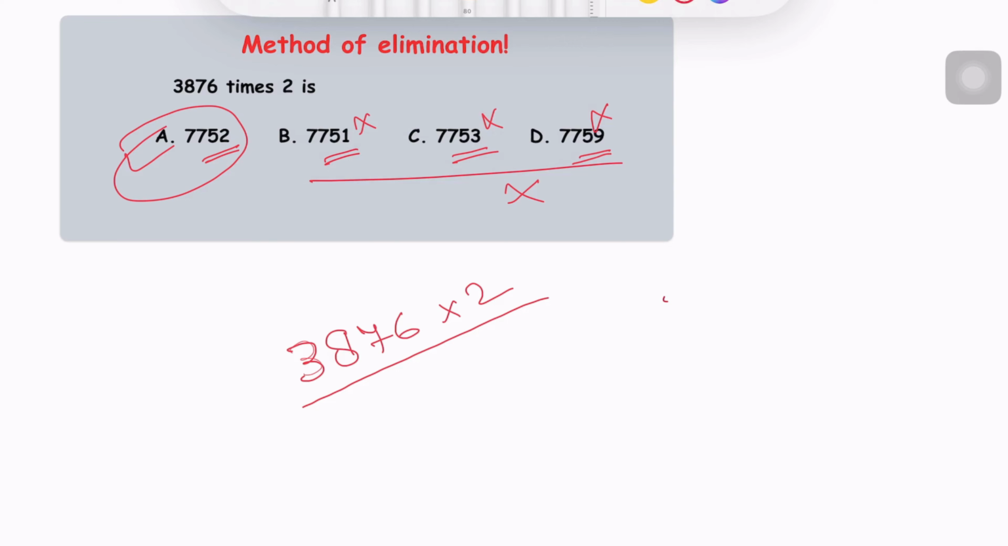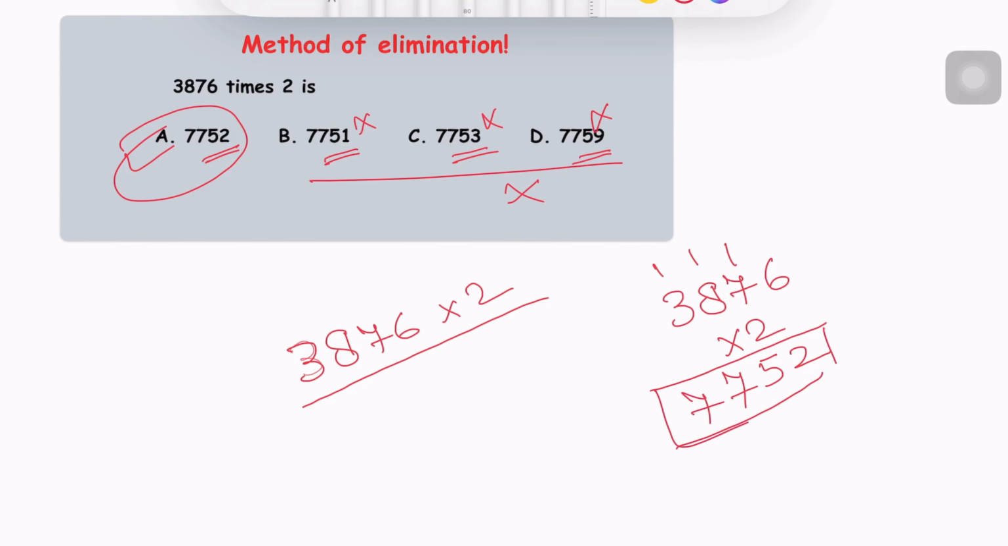Okay, so it is 3876 times 2. 2 sixes are 12, 2 sevens are 14 plus 1 is 15, 2 eights are 16 plus 1 is 17, 2 threes is 6 plus 1 is 7. 7752 is the answer, which means we applied the method of elimination correctly. And if you apply the method of elimination correctly, you will be able to save your time, and that's very important in the competitions. If you have got the right answer, you can give one score to yourself.